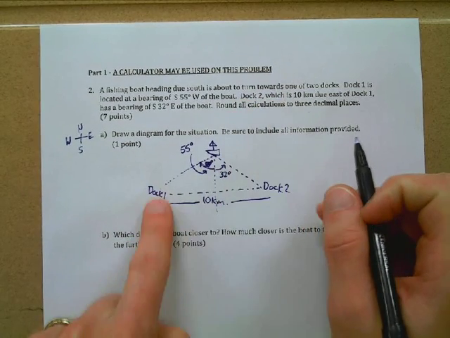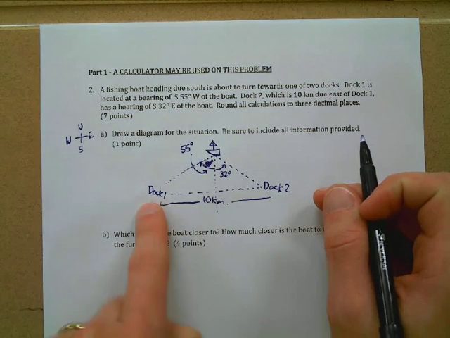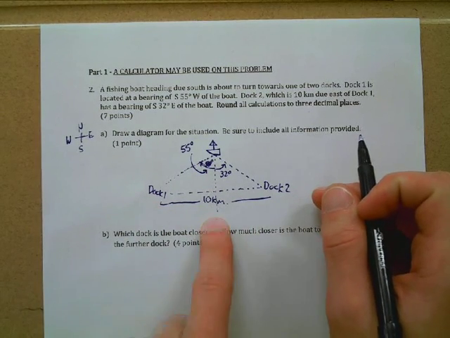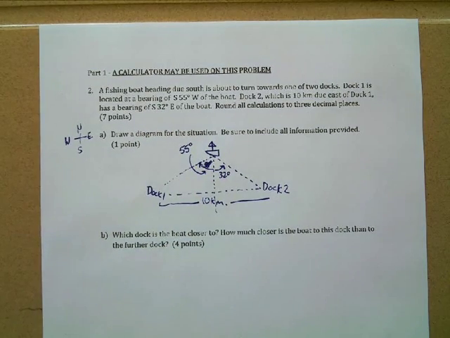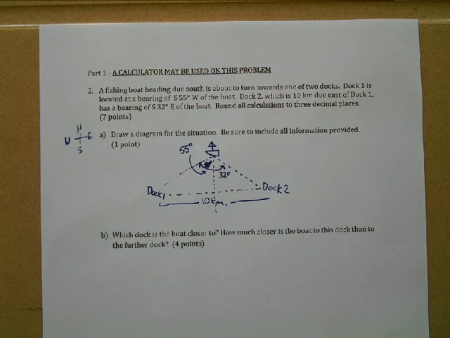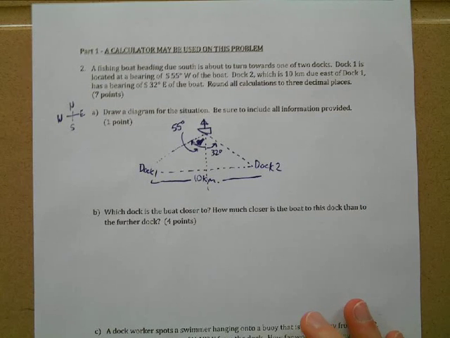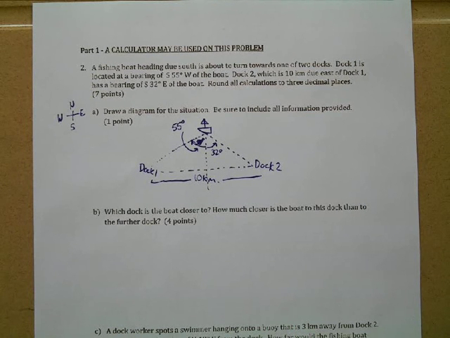So letter B then says, which dock is the boat closer to? How much closer is the boat to this dock than to the further dock? Okay. Well, this is kind of tricky. It doesn't tell us to use law of cosines. It doesn't say use law of sines. It doesn't say use trigonometry. It just asks this question: which dock is the boat closer to? How much closer is the boat to this dock than to the further dock? Okay. So it doesn't tell us what to do here.